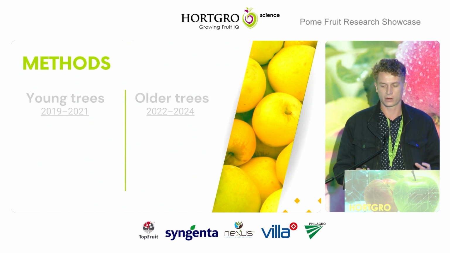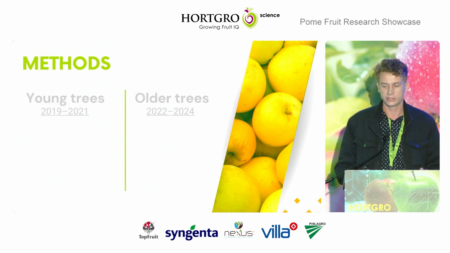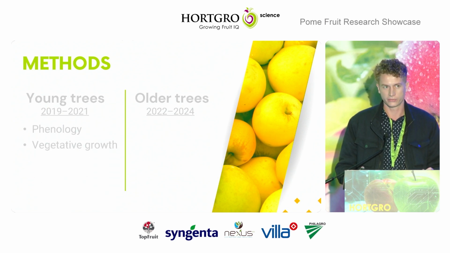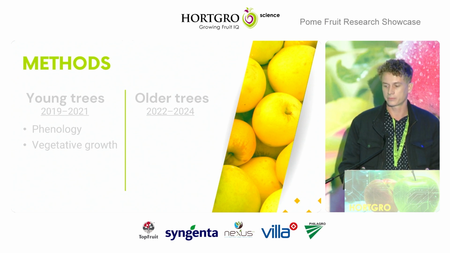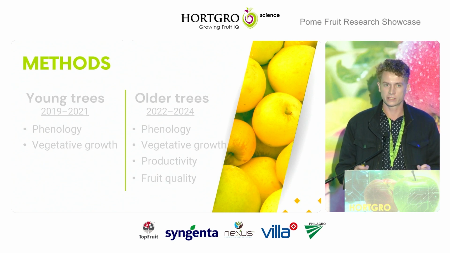We then recategorized the data by splitting the seasonal data into 2 groups: young trees containing all the data from 2019 to 2021, and older trees containing all the data from 2022 to 2024. We then created subcategories within each of these 2 groups, with young trees containing the subcategories of phenology and vegetative growth, and older trees containing the subcategories of phenology, vegetative growth, productivity, and fruit quality. From here on, all statistical procedures were applied to each one of these subcategories.